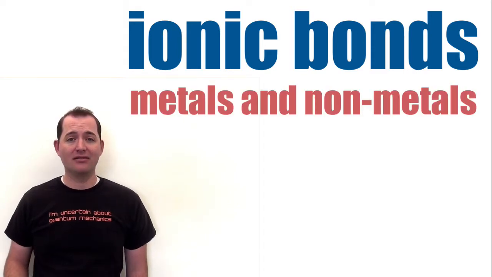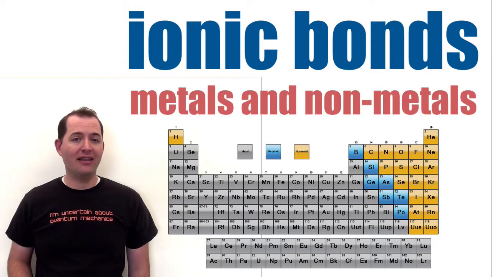Ionic bonds always form between metals and nonmetals. Metals can be found in these areas on the periodic table, and nonmetals can be found here.